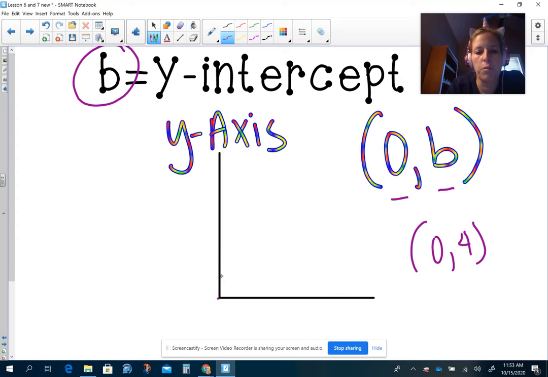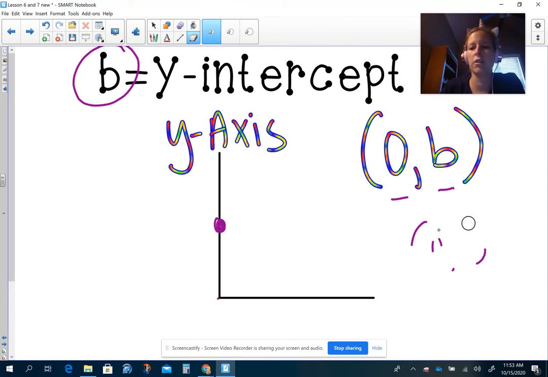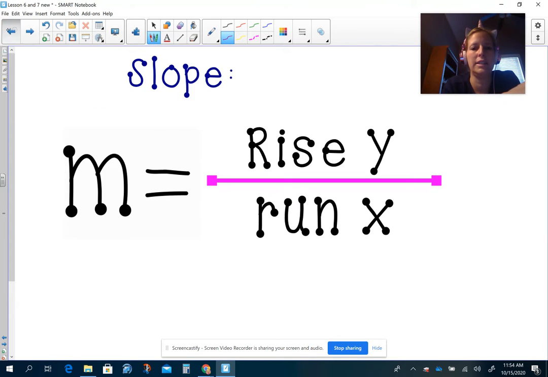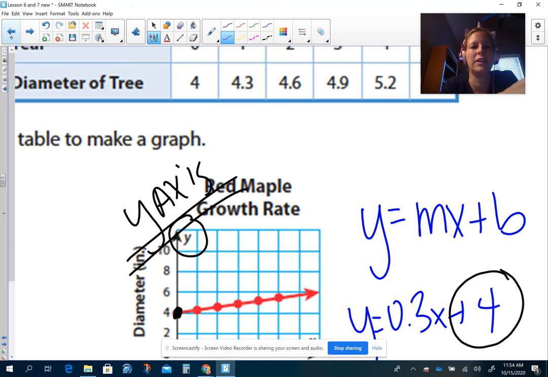So 0, 1, 2, 3, 4. This is where I'm going to intersect on the y. Okay, so pause my video, guys, and if you would write down that your b is also your y-intercept, and it's where it goes through your y-axis. Okay, good. So hopefully you wrote that down. We'll come back to all this other fun stuff.